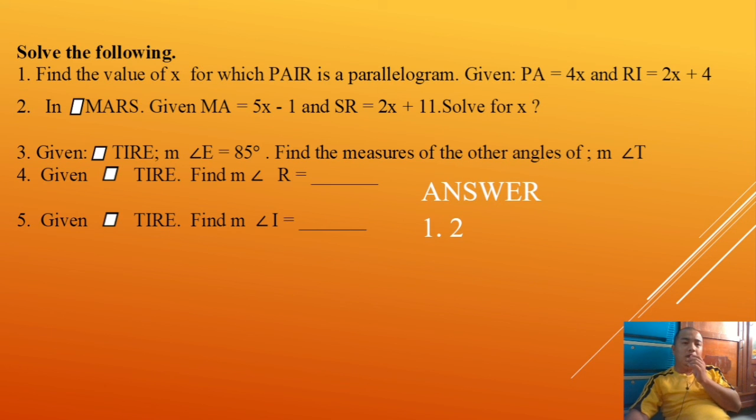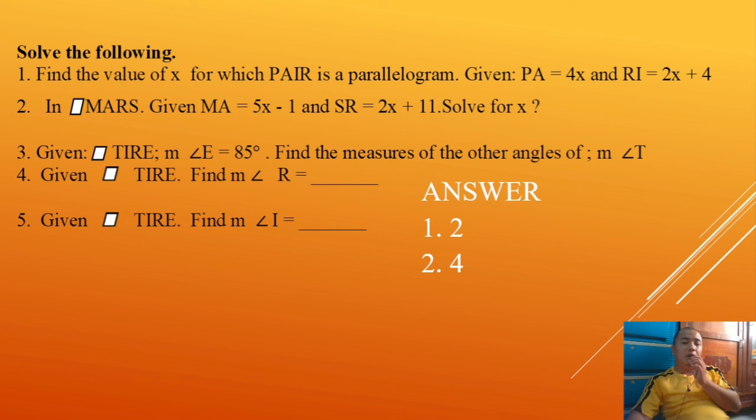Tama. Number 2. In parallelogram MARS, given MA equals 5x minus 1, SR equals 2x plus 11, solve for x. Okay, in parallelogram MARS, what can you say about this? MA and RS, I think they are opposite again, so they are equal. 3x equals 12. 12 divided by 3, 4. The answer is 4.